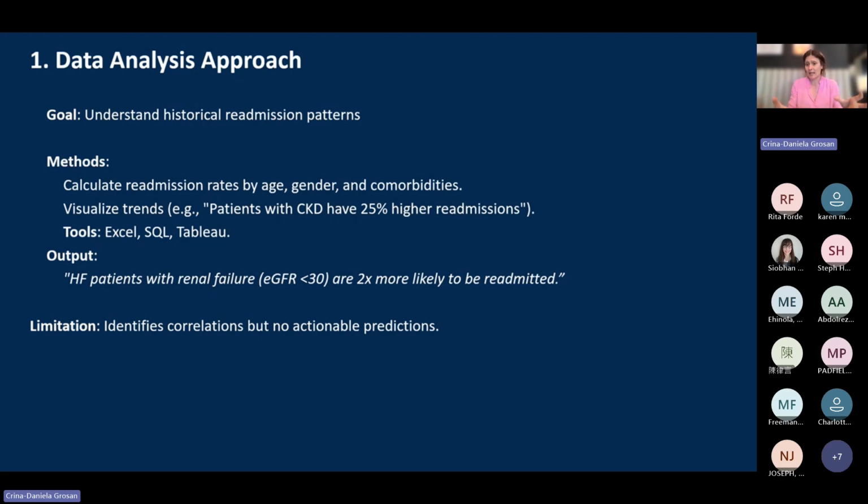Now, it's not just this, but there could be other associations they can find within the data, but they all are of this nature. As a limitation, it could identify some correlations, but there's no prediction or no actionable predictions.